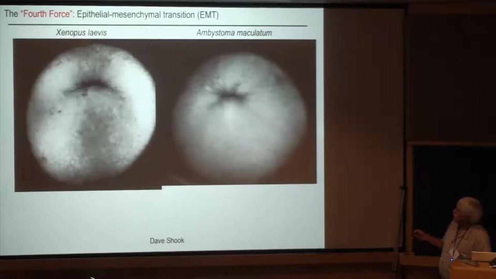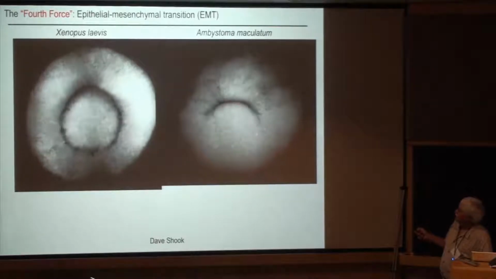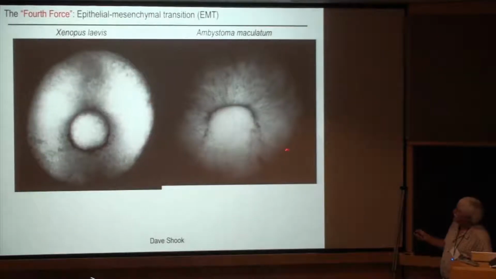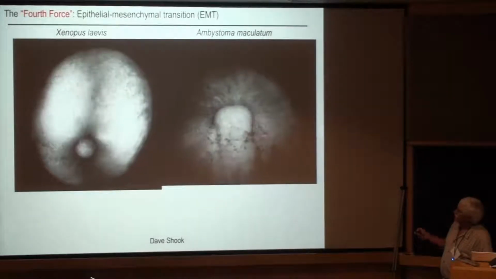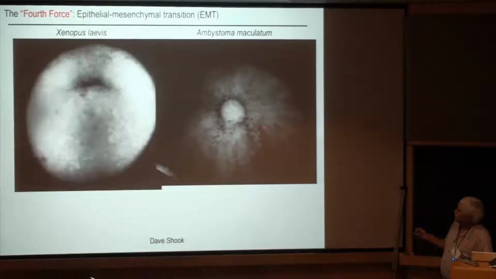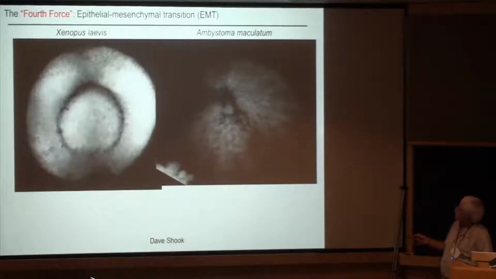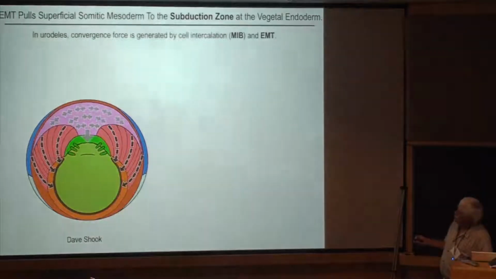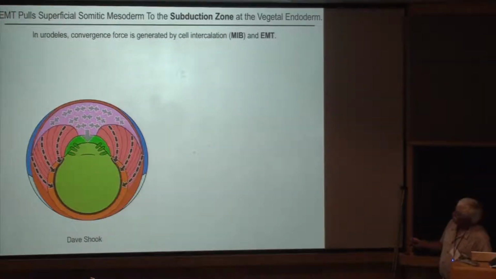EMT. This is a frog, this is an axolotl. This is a urodele. Notice how the blastopores behave differently? Until we started making movies of this, nobody actually knew that this blastopore wasn't at all like that one. And basically what happens here is, I talked about the hoop stress around here in the frog. It's all done by cell intercalation. And it's the same in the axolotl in the notochord.